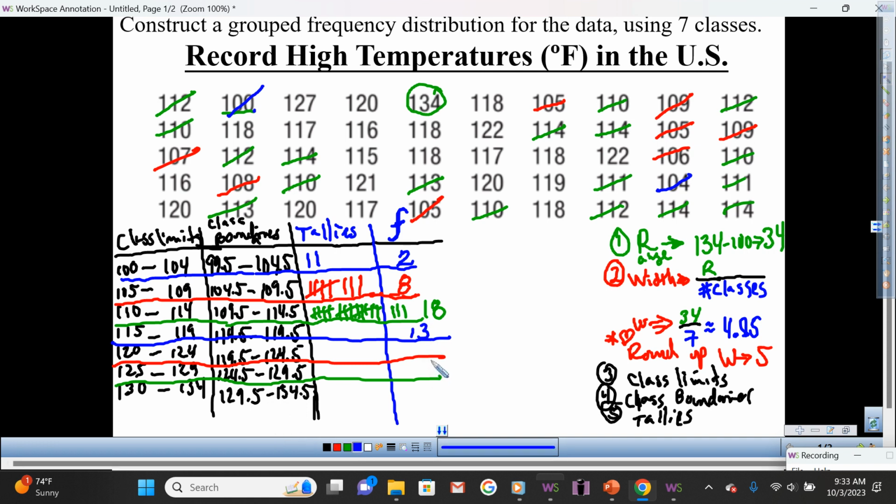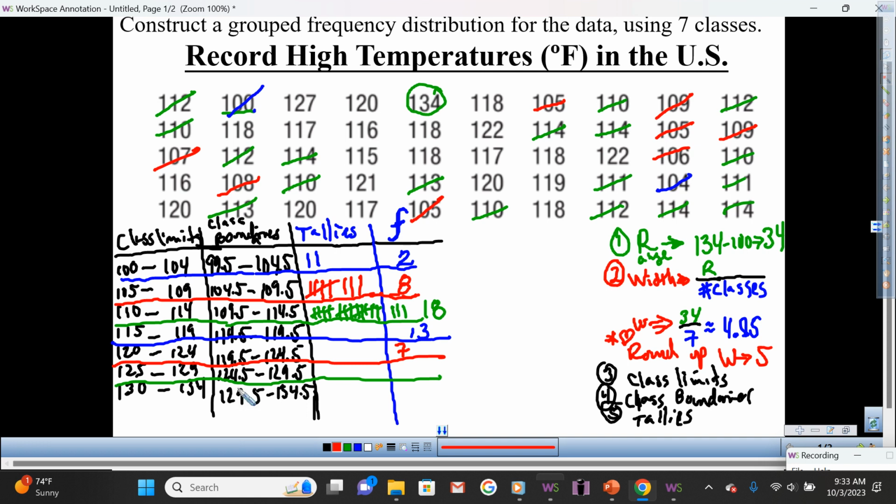How about the next one? What'd you get for the next one? We got 2, 8, 18, 13. What would be the next one? What is it? 7. Hands up if you got 7. Looks about right.